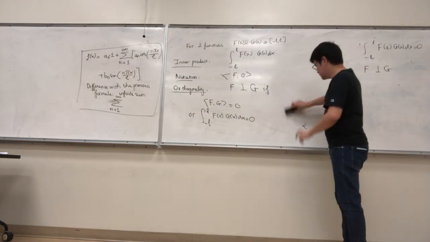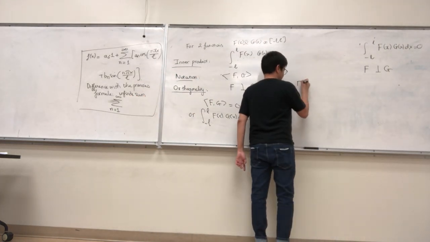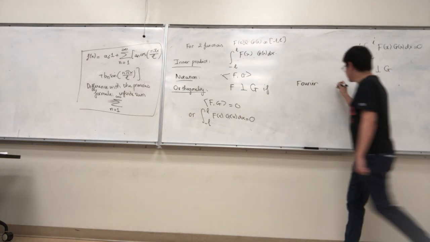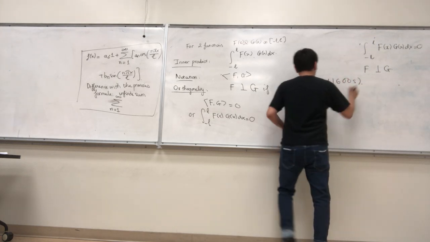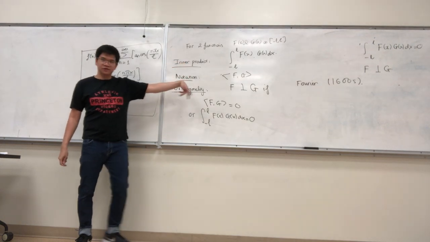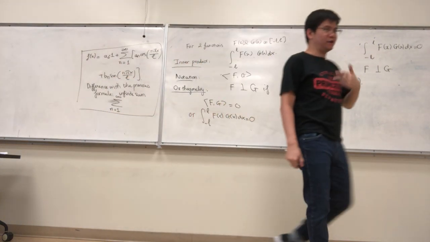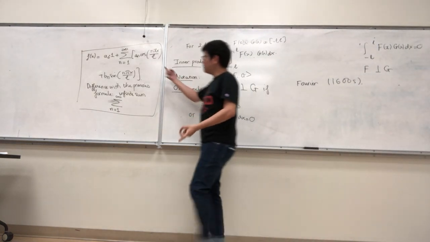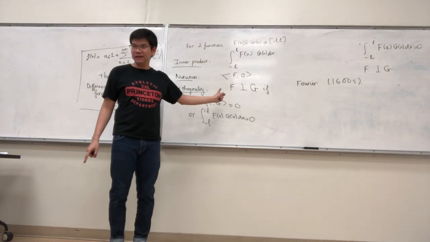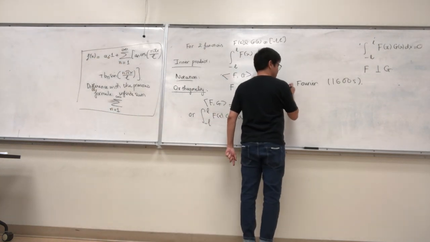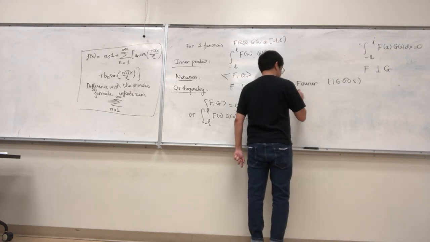So one important thing with this was discovered by Fourier, who was a French mathematician. This is the definition that was given by Fourier, in which he defined the inner product for functions this way. And what he found interesting is the following: if you multiply the cosine and sine functions this way, they are going to be orthogonal. So the notation belongs to Fourier. Observation.